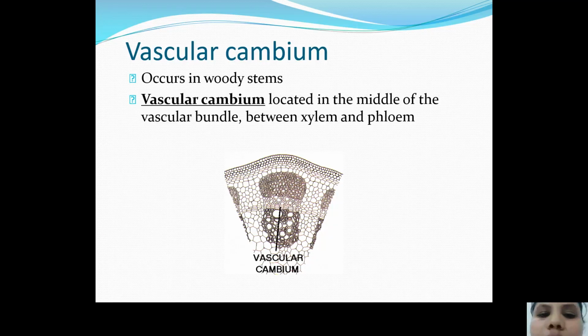Now, this is how a vascular cambium looks. You can see here the labeling, which is present between xylem and phloem. It occurs generally in woody stems, and its position is between the xylem and phloem, in the middle of the xylem and phloem.